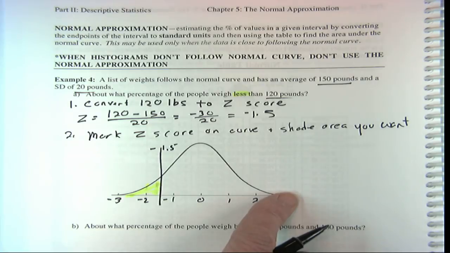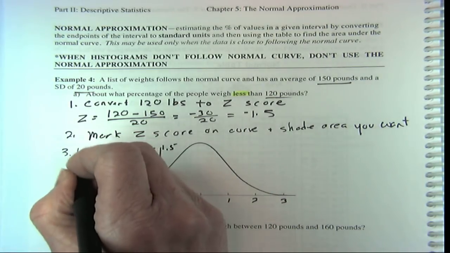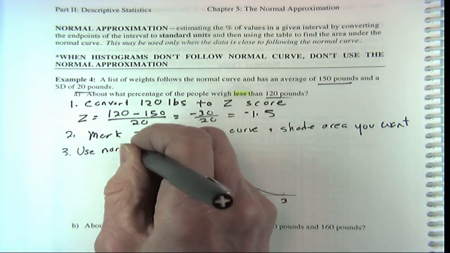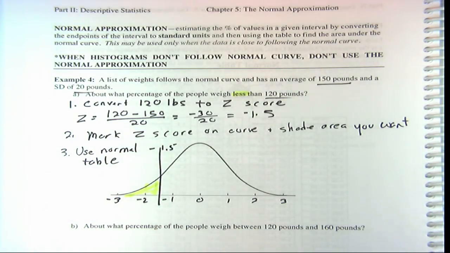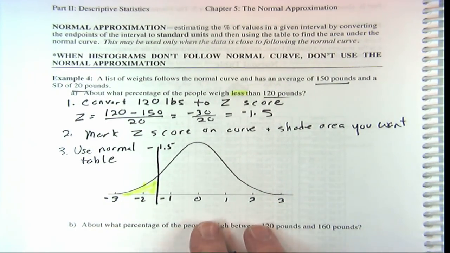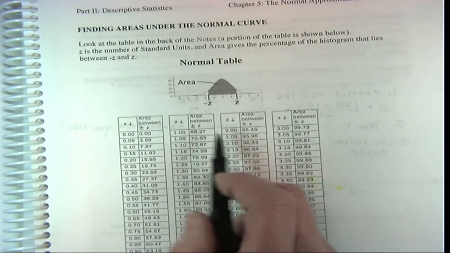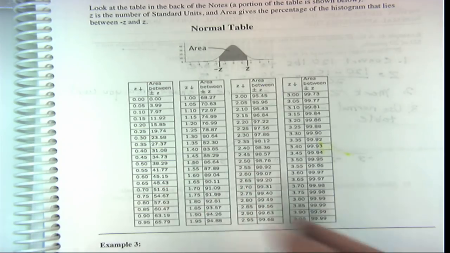So now what do I have to do? My third step is to use the normal curve table to calculate the area. So we have to use our normal table. So let's go back to the normal table, and what it's going to give us is the area between. There's no -1.5, there's just a positive 1.5 here, 86.64, okay? So that's 86.64.